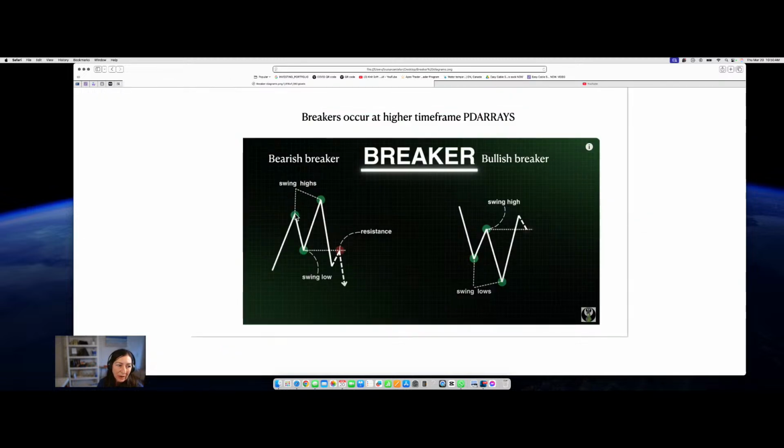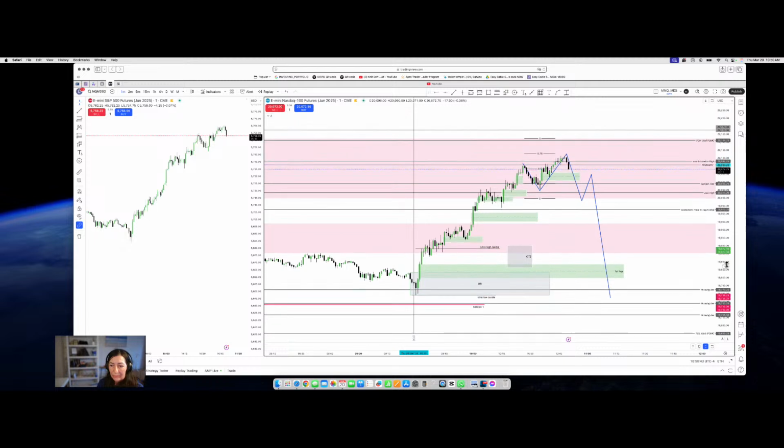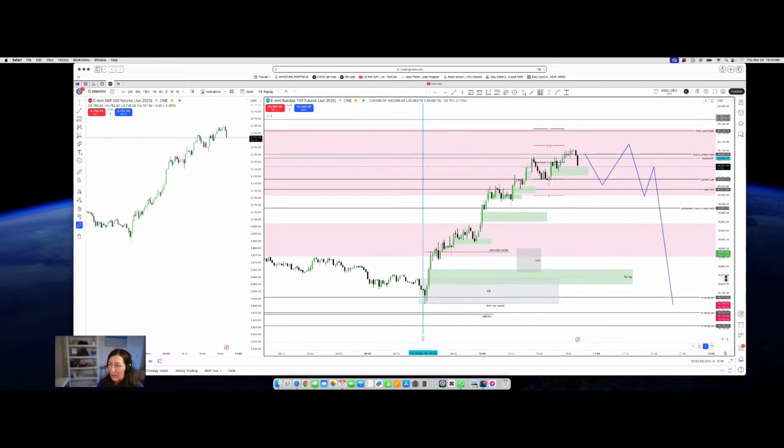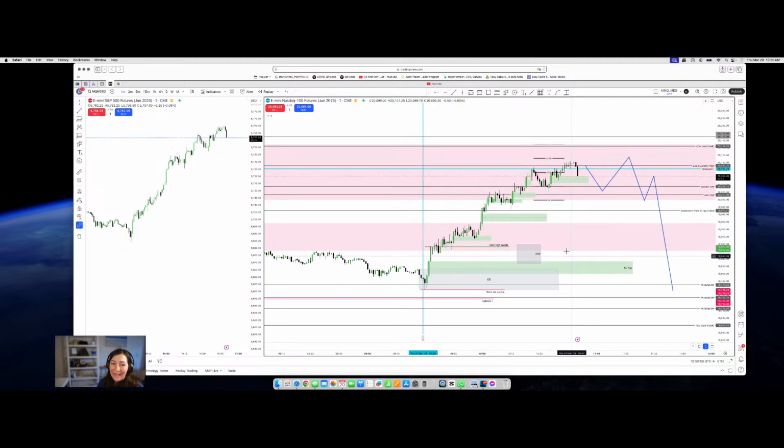Here's our bearish breaker. We have a high, a low, a higher high, a lower low. Price comes back into the breaker and then moves lower. So you can take a screenshot of this if you're not comfortable with breakers yet, but that's a bearish breaker. That's what I'm looking for, a reversal. That's what I'm patiently waiting for. And it has to be at the right time.